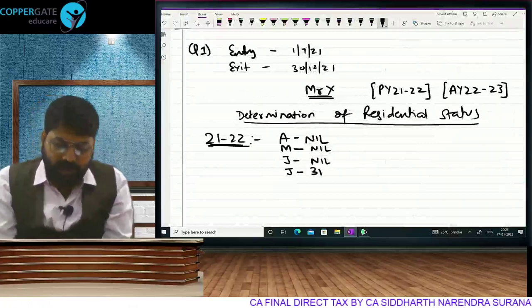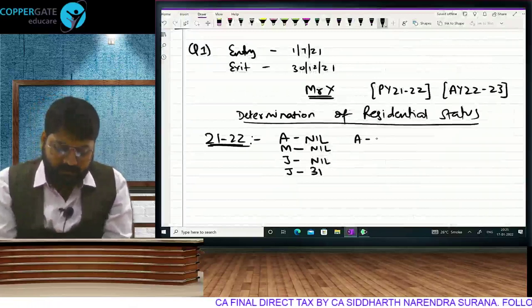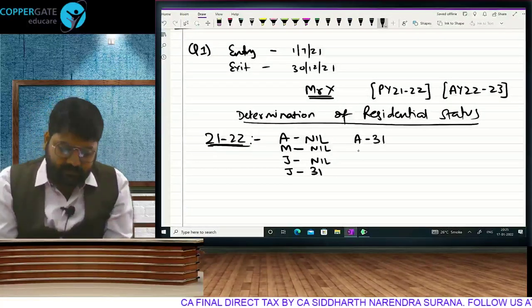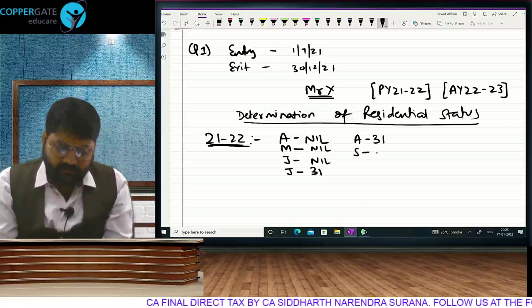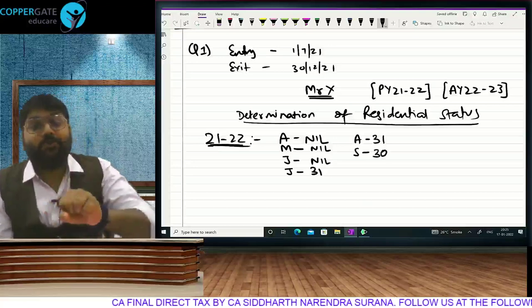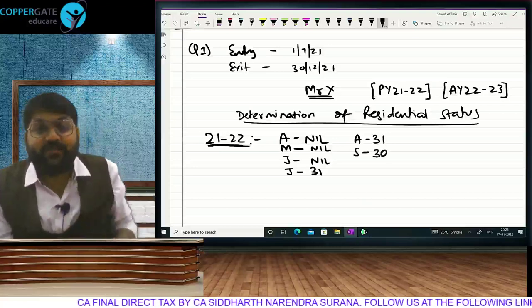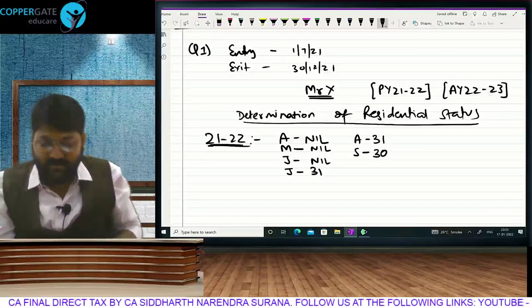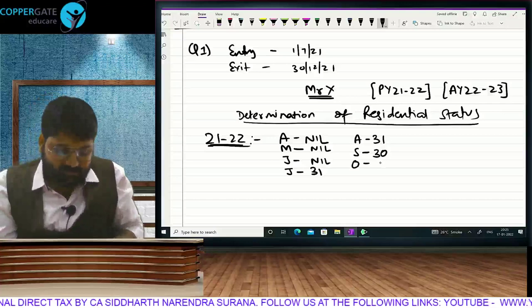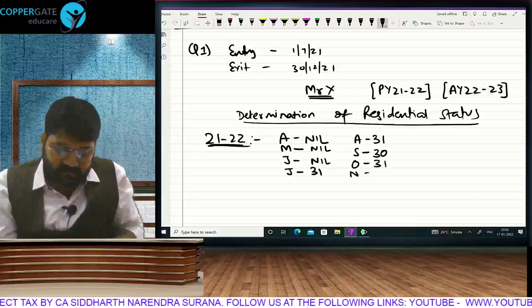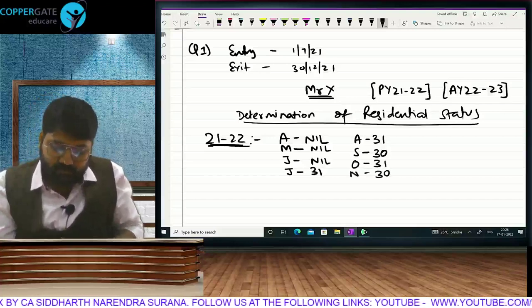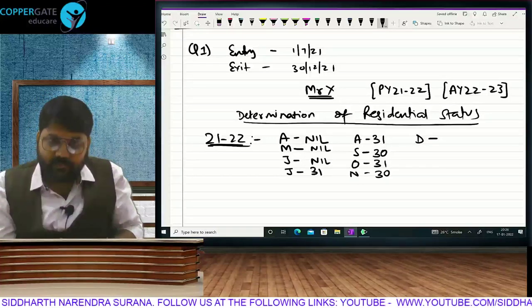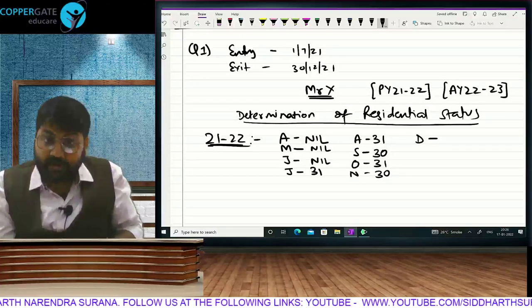31. Then continue, very easy then. August? 31. September? 30. For that, you should also know which month has got 30, which month has got 31. That is also required to do CA. October? 31. November? 30. December.